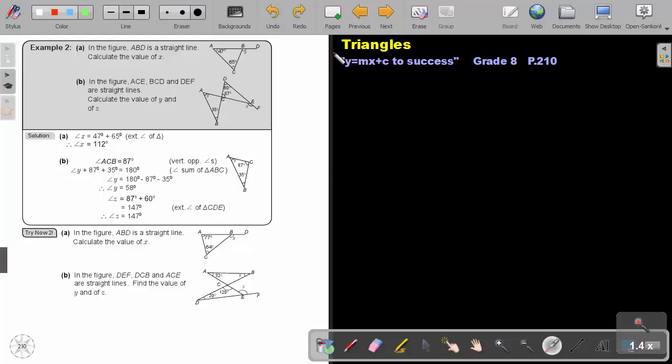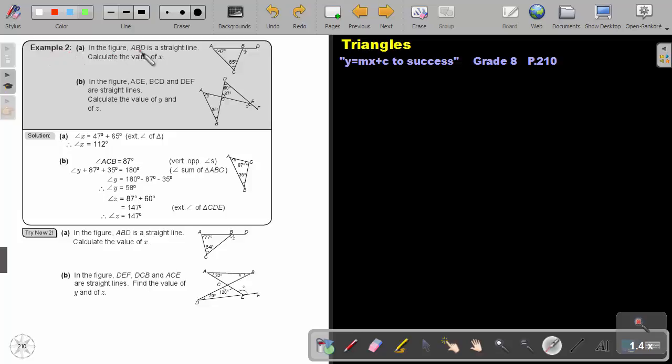Part 2. We're going to continue with triangles. You will find this on page 210 in the Namibian Mathematics Grade 8 textbook, y equals mx plus c to success. Let's look at example 2.